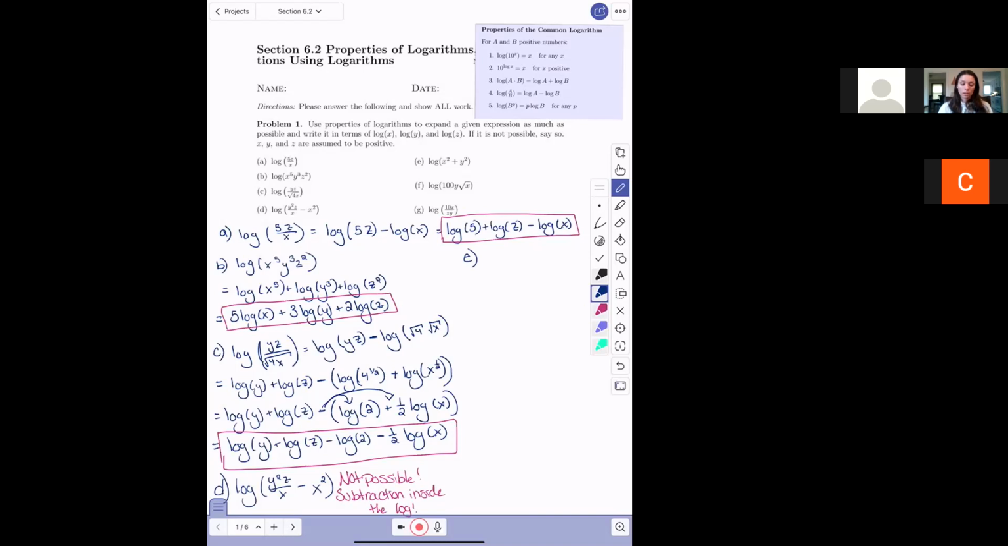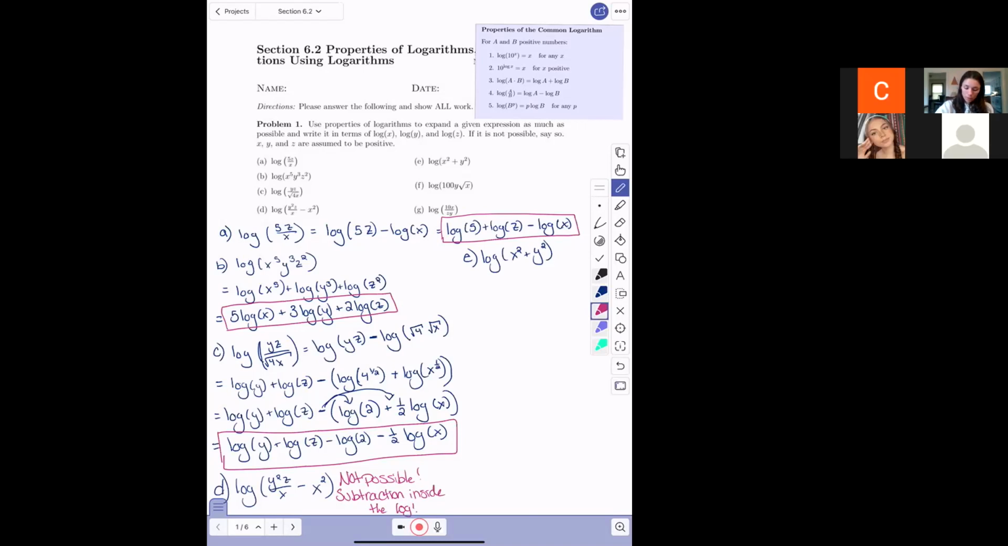Okay, problem E. We have the log of x squared plus y squared. Can I simplify this, or not simplify, sorry, expand this? No. Good, no, so not possible. We have addition inside the log.